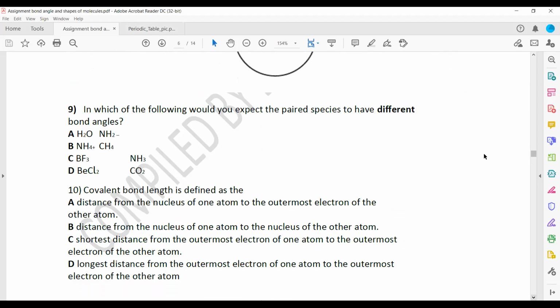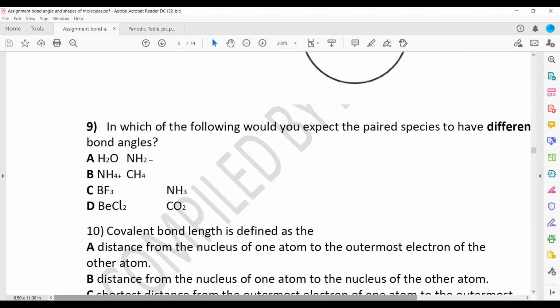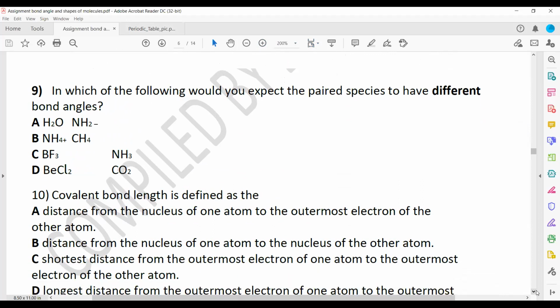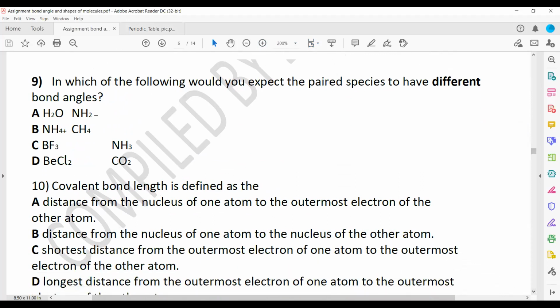Next, which of the following pair of species would you expect to have different bond angles? Basically, you simply have to identify the number of bond pairs and the number of lone pairs, and using that you can work out whether they will have the same bond angle or different bond angles. So when we check H2O, oxygen is the central atom, and NH2 with a charge of -1.